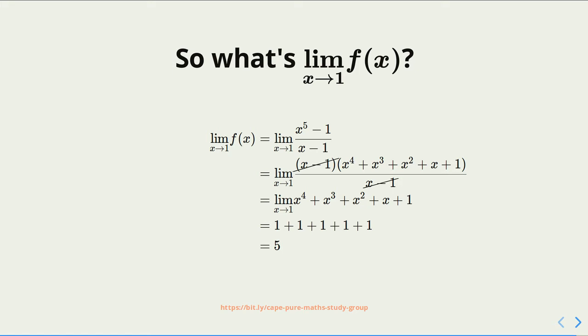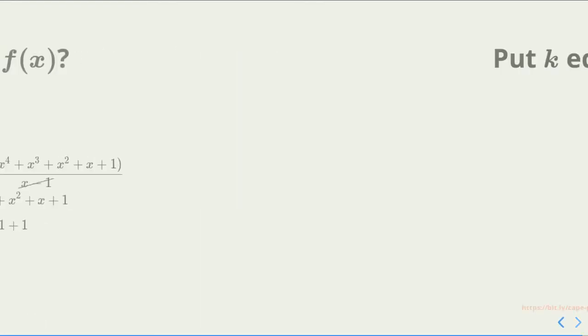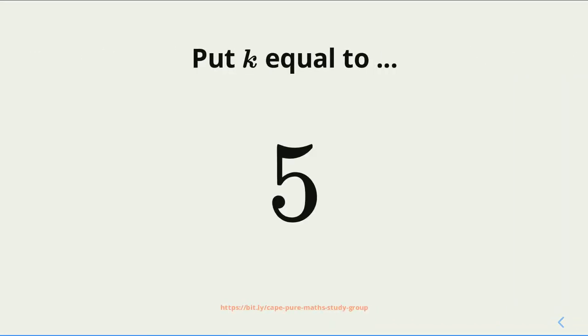Cancelling those, we get x to the 4 plus x cubed plus x squared plus x plus 1, and its limit as x tends to 1 is equal to 5. Therefore, the limit of f of x as x tends to 1 is equal to 5. Therefore, put k equal to 5, and it would follow that f of x would be continuous for all values of x. Notice that this conclusion agrees with the intuitive explanation that I gave at the beginning.